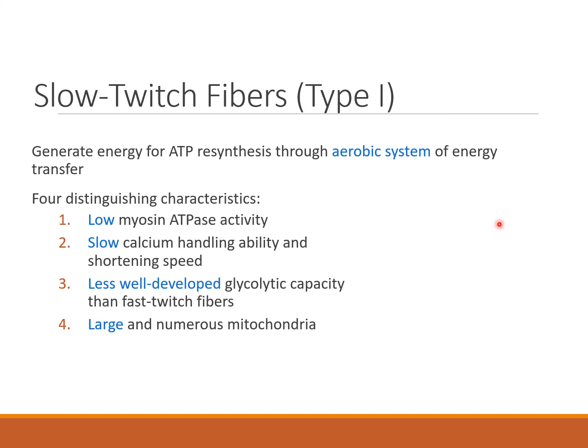Now, slow twitch fibers. These are type 1 fibers. They generate energy for ATP resynthesis through the aerobic system. So lots of anaerobic with the type 2, lots of aerobic system utilization in type 1. There are 4 distinguishing characteristics of slow twitch fibers. 1, low myosin ATPase activity. 2, slow calcium handling ability and shortening speed. 3, less well-developed glycolytic capacity than fast twitch fibers. And 4, large and numerous mitochondria.